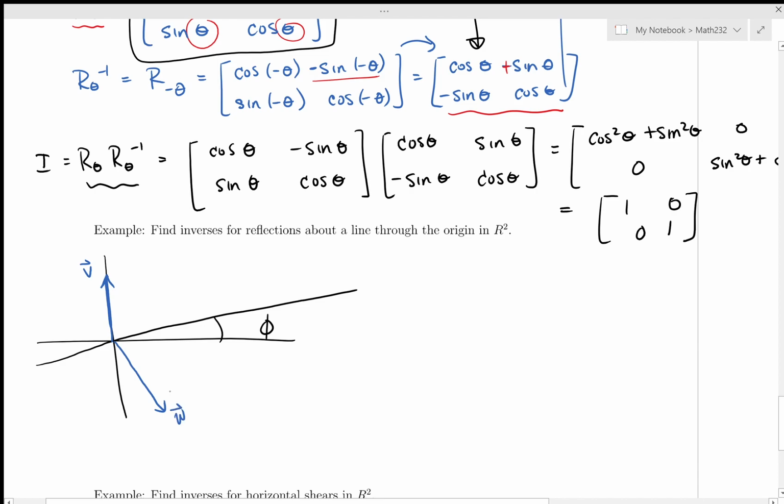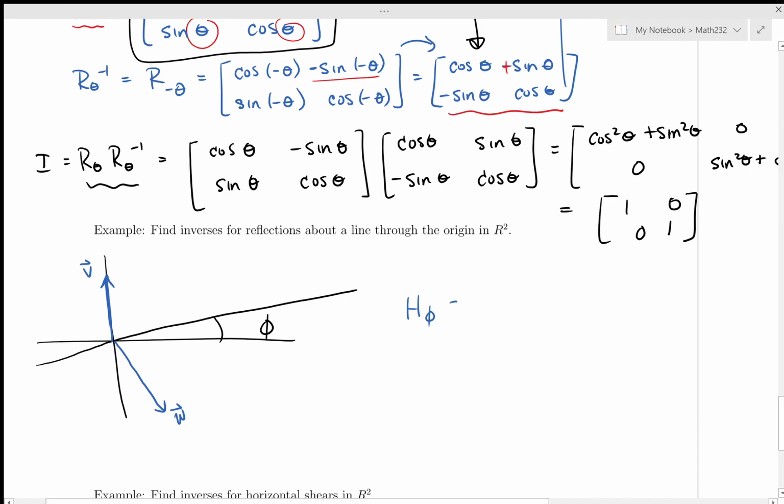W is a reflection of V, and then I'm going to ask, how do I get back? I just reflect it back over the same line. So if I reflect over a line, I get a new vector, and then I take that vector and reflect back over the line. I get back to where I started from. So I claim then, thinking about it this way, that the inverse is the same as the original operation.